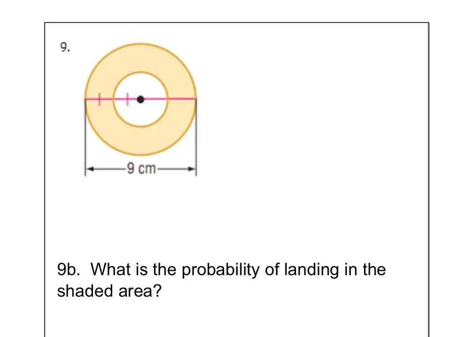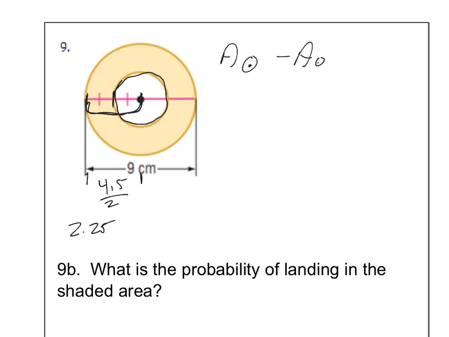All right, so what is my probability of landing in the shaded area? So the whole thing is 9, which means if I cut it in half, my radius is going to be 4.5. Then they tell you that these two lengths are the same, so I have to divide that by 2. I get 2.25. All right, so the radius of this whole thing is going to be 4.5. But they just want the shaded area. So here's what I'm going to do. I'm going to take the area of the big circle and subtract the area of the little circle.